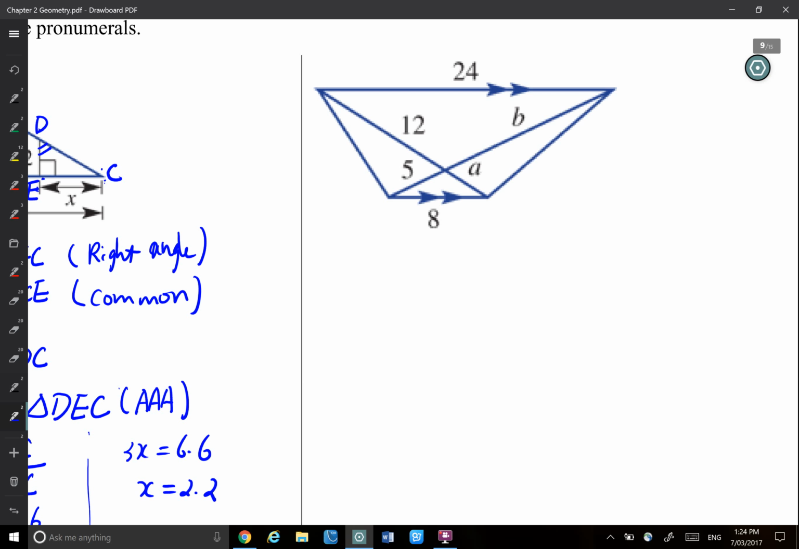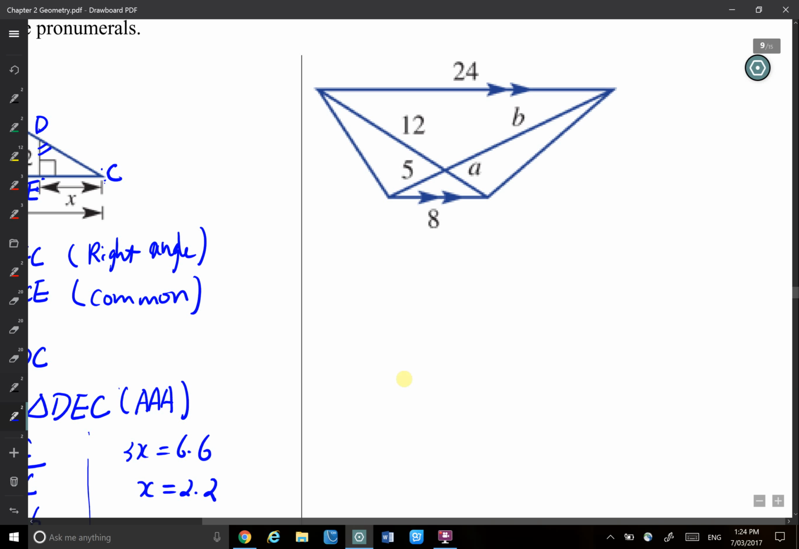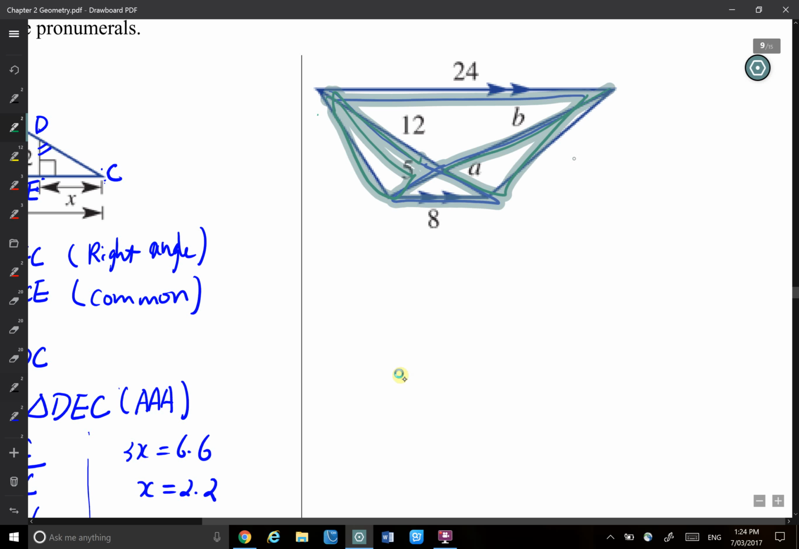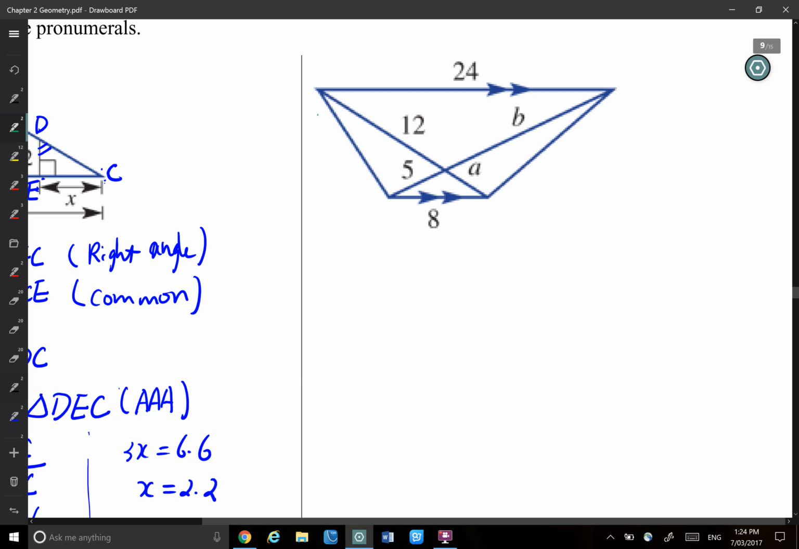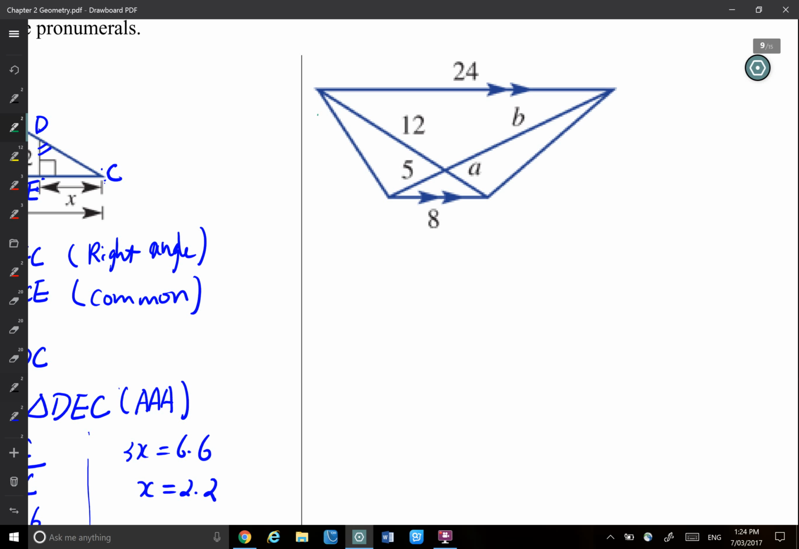So let's have a look at this one. You can see about four triangles here. We can have this one, this one, this one, and this one. So which two triangles will you use? The first thing to think is that it must be a similar triangle question, and I need to use two triangles. Which two should we use? We should use the ones that contain all the numbers and all the polynomials. Again, we need to include all of that information.